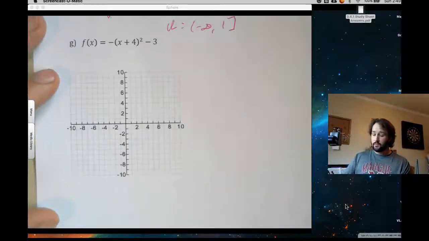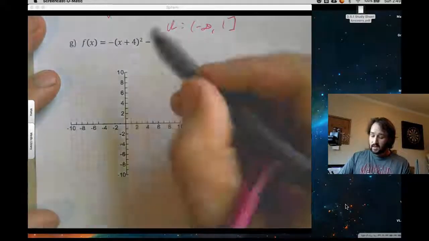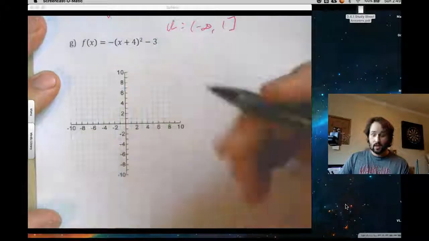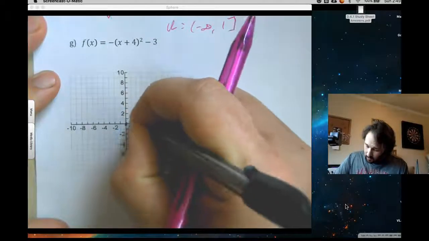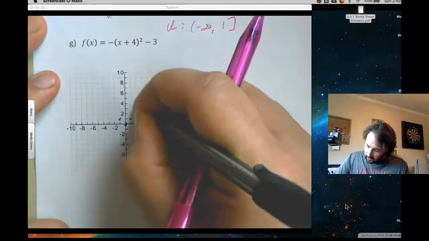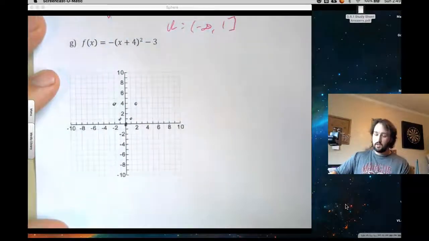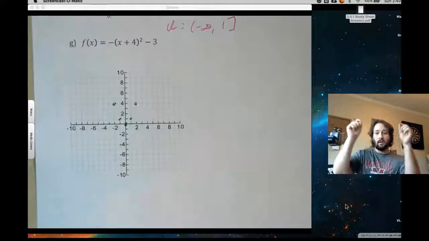All right, moving on. So again, keep track of what's going on. First thing I see is it's a squared, so I know it's going to be a parabola. So I'm going to go ahead and put my parent function points on there so that I can go from those. So I'll have a parabola going out from there.